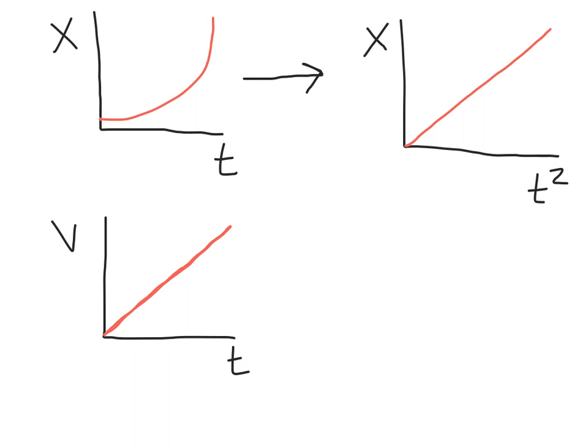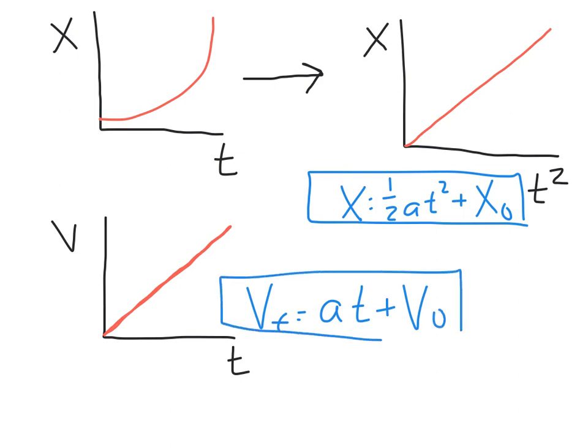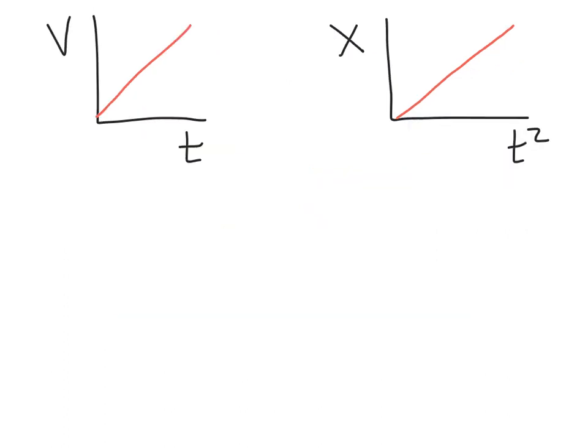For the linear graph, that got us an equation that said x equals 1/2 a t squared plus starting position. This was the formula that came off of this graph. For the v-t graph, we got a function that said v final equals acceleration times time plus v initial. Again, two separate equations, both linear equations, coming from two different graphs. These two graphs, although they look similar, they do give you different values when you start analyzing the linear function.